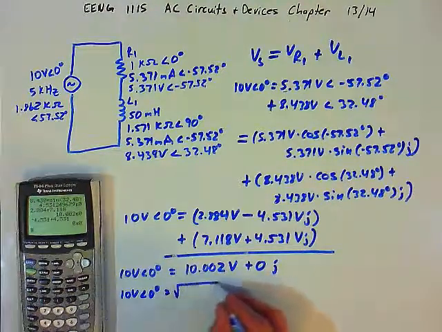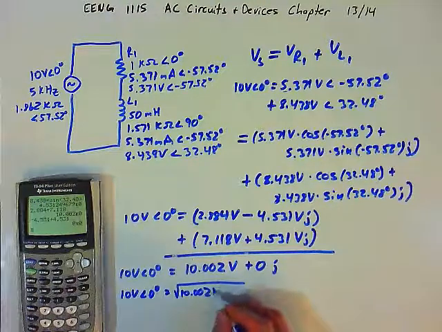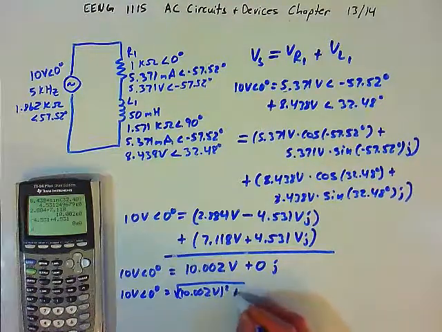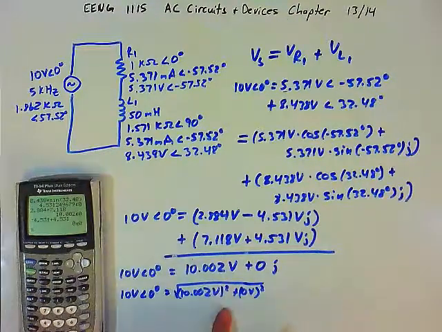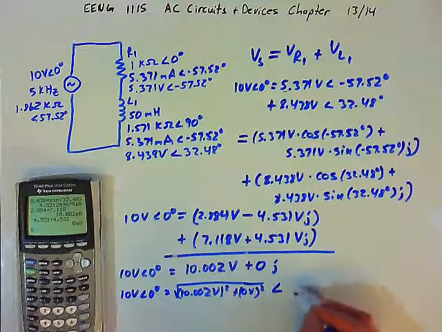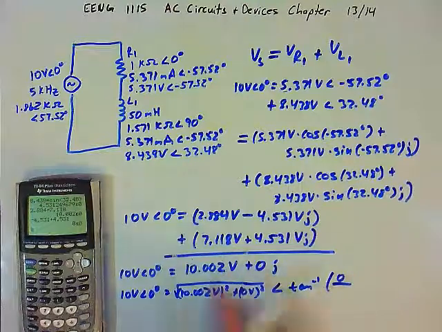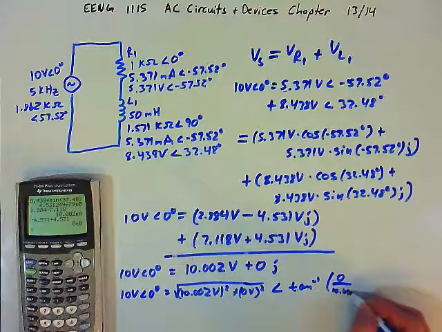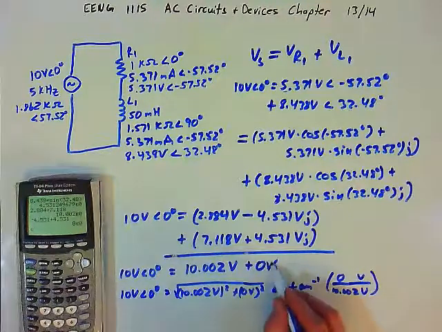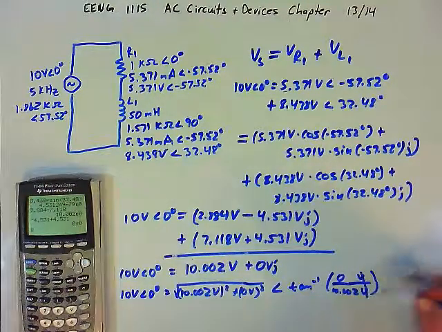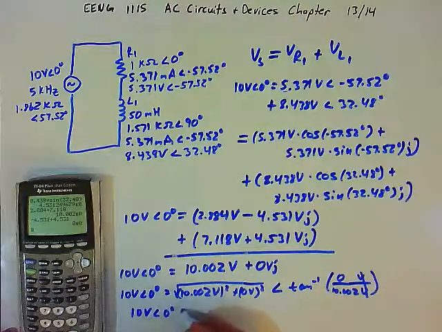We're going to take the square root of 10.002 volts squared plus 0 volts squared. So square them both, add them together, and take the square root. That gives you the magnitude. The angle will be the inverse tangent of the y component, which is 0, divided by 10.002. And again, these are both in volts, right? This is 0 volts. And so the volts cancel. And so 10 volts at 0 degrees, is this equal?